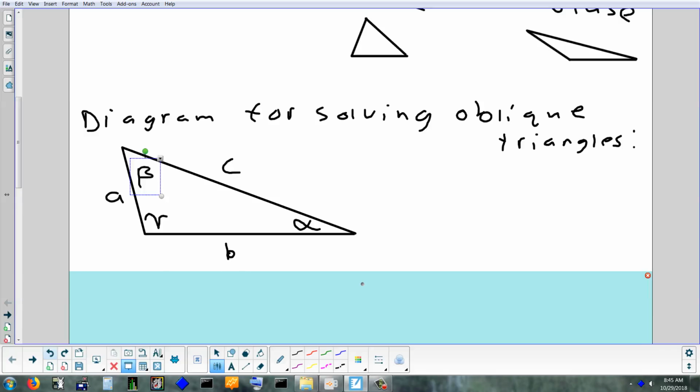So we always want to set it up A across from alpha, B across from beta, C across from gamma. If you want to draw your triangle a different way, that's fine. Just make sure A is across from alpha, B across from beta, C across from gamma. Put it however you want.